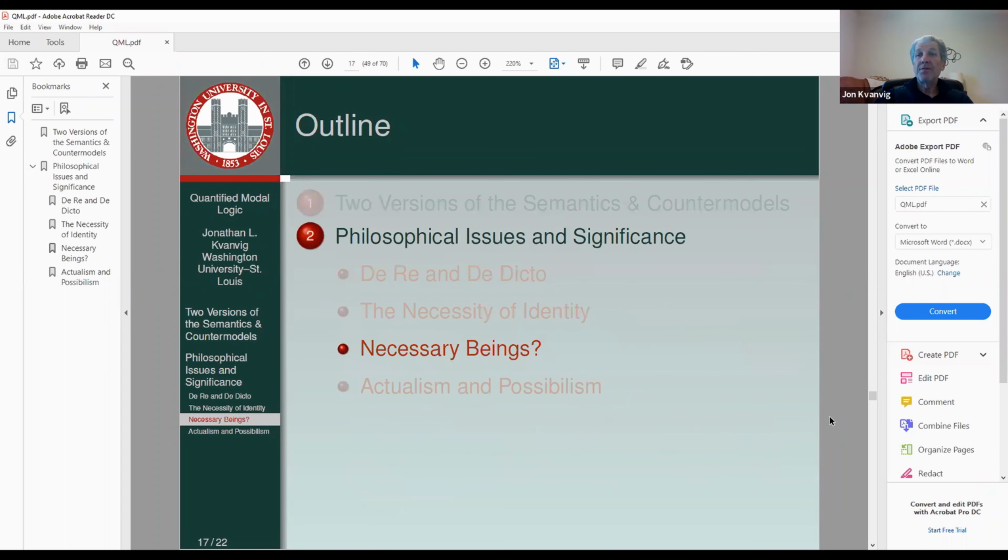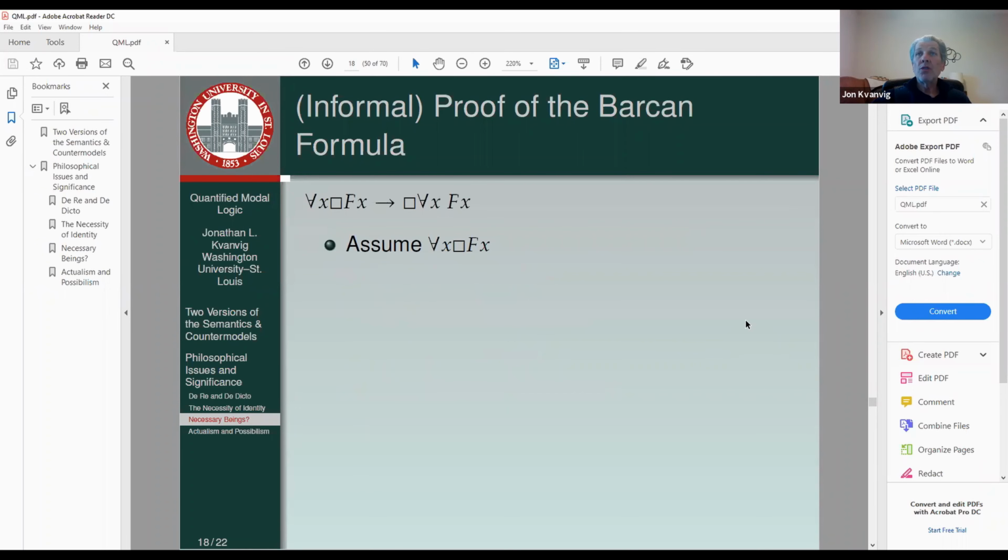Third problem. Now this I already went through when we talked about the difference between fixed domain semantics and variable domain semantics. And I said at the time that variable domain semantics seemed preferable precisely because it didn't commit us to having the same domain in every possible world. So here's an informal proof relying on a fixed domain semantics for a Barcan formula.